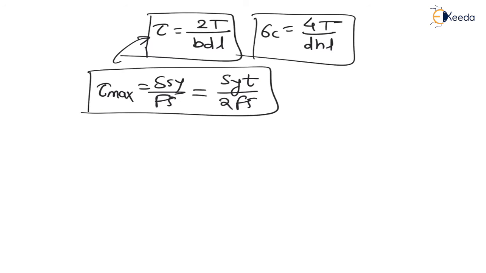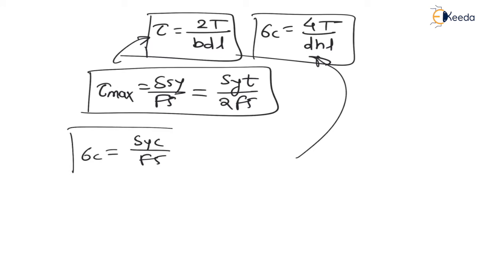And again, if I want to design for crushing stress, this crushing stress must be equal to SYC divided by factor of safety. SYC is the crushing yield strength or compressive yield strength, divided by factor of safety. This is how we have to design them using the theories of failure topic.